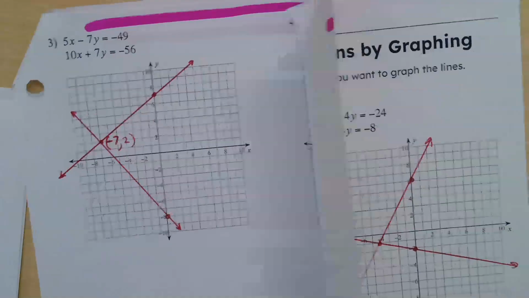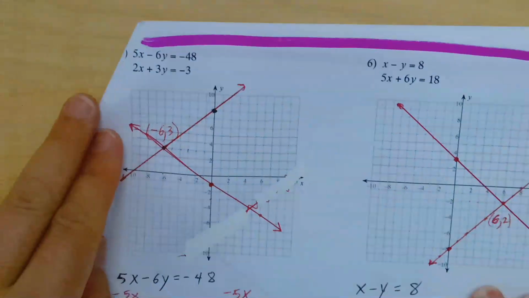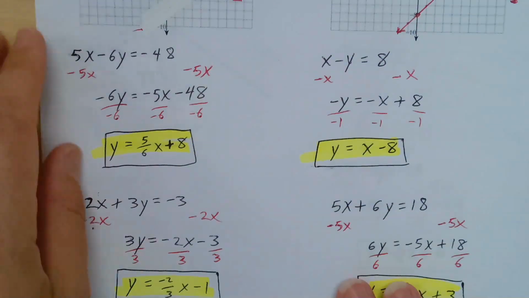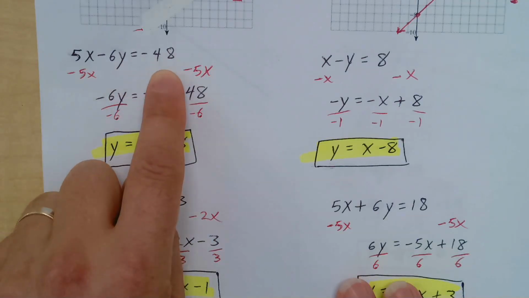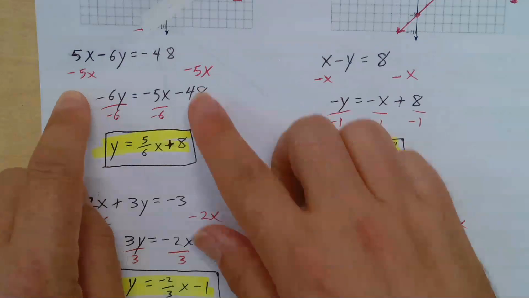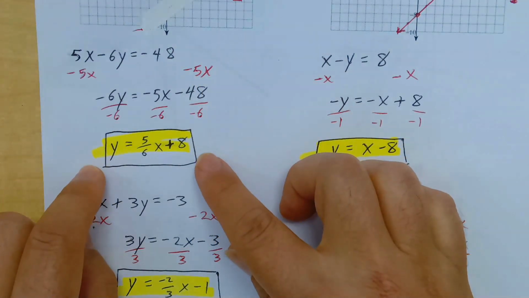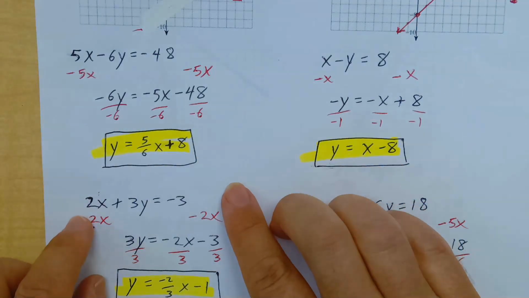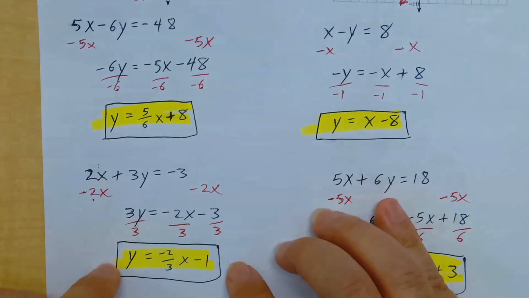Okay, and for the last two, I'm just going to show you the answer, and we'll do these in class. So we've got the equation 5x minus 6y equals negative 48. Same process. Subtract 5x on both sides, divide everything by negative 6. We get this. And subtract 2x on both sides, divide everything by 3, and we get this.